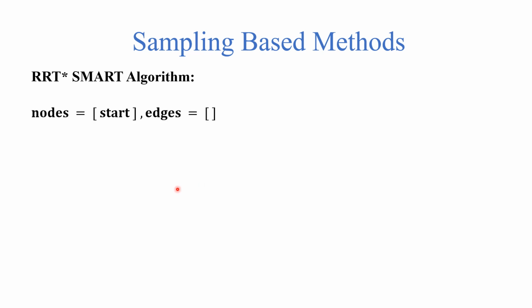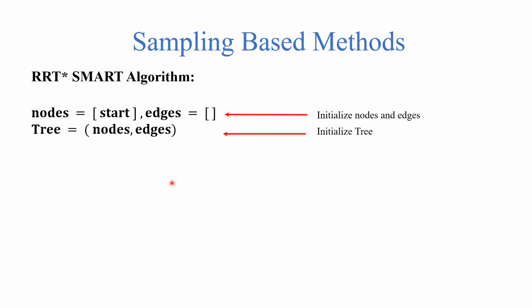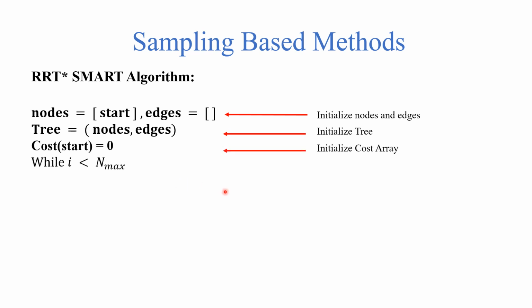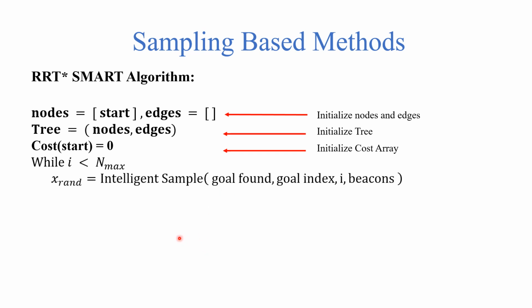Now we're going to explain the RRT-Smart algorithm in detail. So first, we initialize the nodes and the edges. Then we initialize the tree and the cost array. Now we repeat the following steps for a maximum number of iterations n max. The first change that the RRT-Smart algorithm makes is using intelligent sampling instead of the ordinary uniform sampling on the free space.